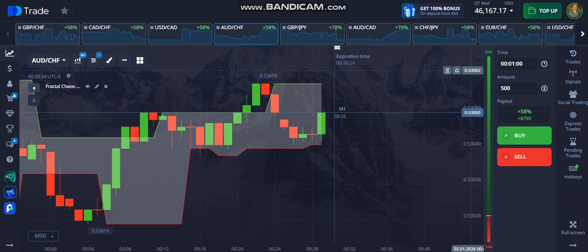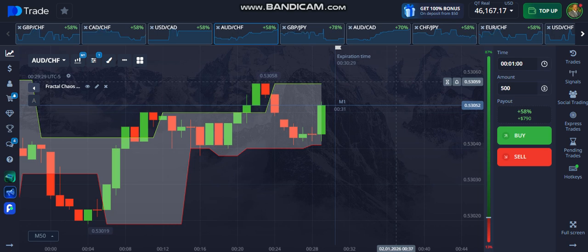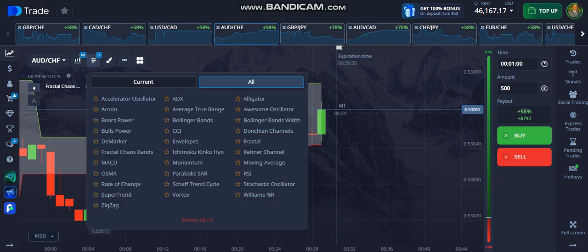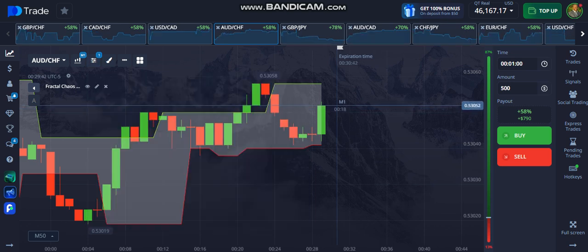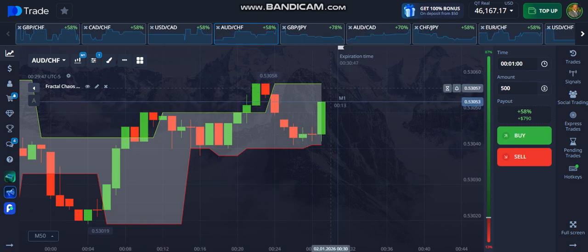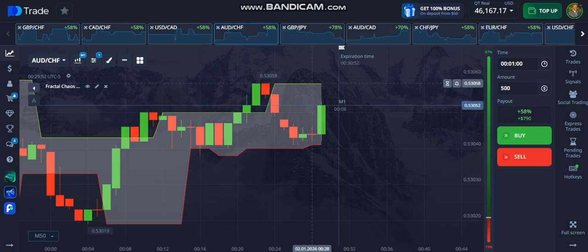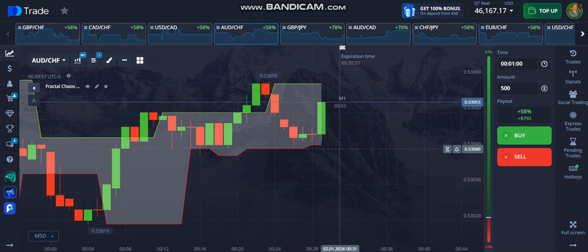I'm on the Pocket Option platform and I'm going to be trading regular currency pairs utilizing one of my favorite indicators here. If you click on the indicator icon on the Pocket Option platform, the indicator is called the Fractal Chaos Bands indicator. On our chart setup here, you see a green line and a red line here.